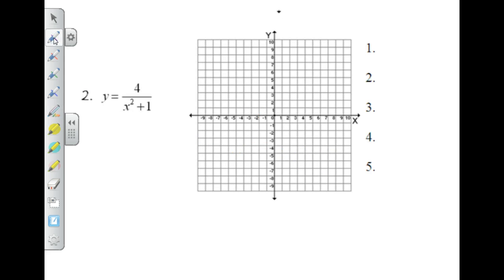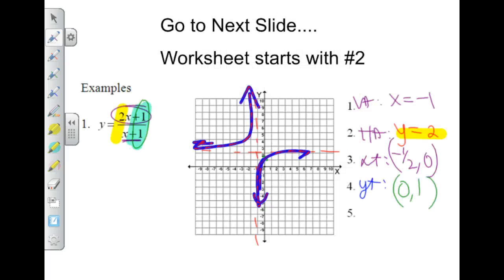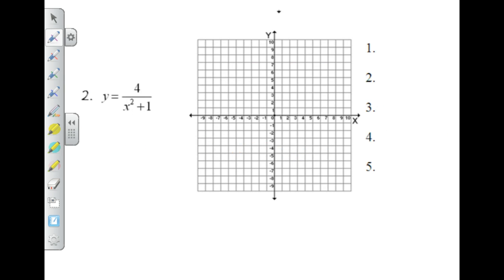For this next example, I don't even think this first example was on your worksheet. So it says go to the next slide, because your worksheet is going to start with example number 2. So apologize for that. So let's see. This time in the vertical asymptote, there is none, because you can't set that equal to 0, so there's no VA. The horizontal asymptote, since the degree of the numerator is a 0 and the degree of the denominator is a 2, it's y equals 0, because the degree of the numerator is less than the degree of the denominator, then y is at 0.